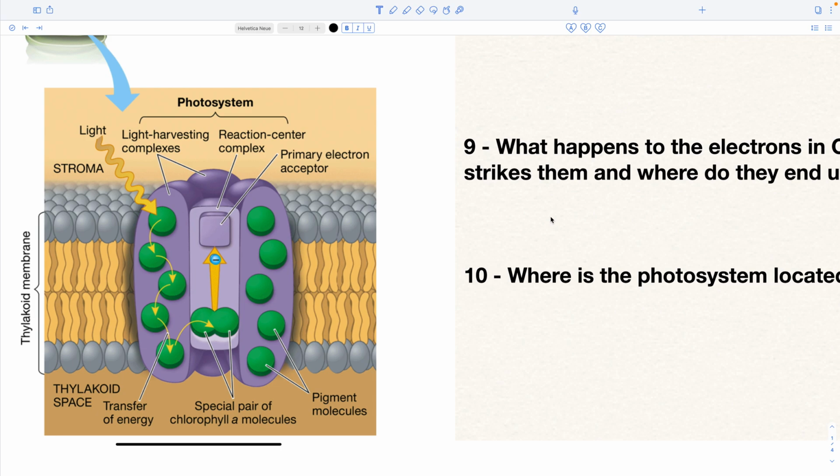If you write down the electrons get excited, make sure you know what that means, that they are going to go to a further orbit. And then they're lost.